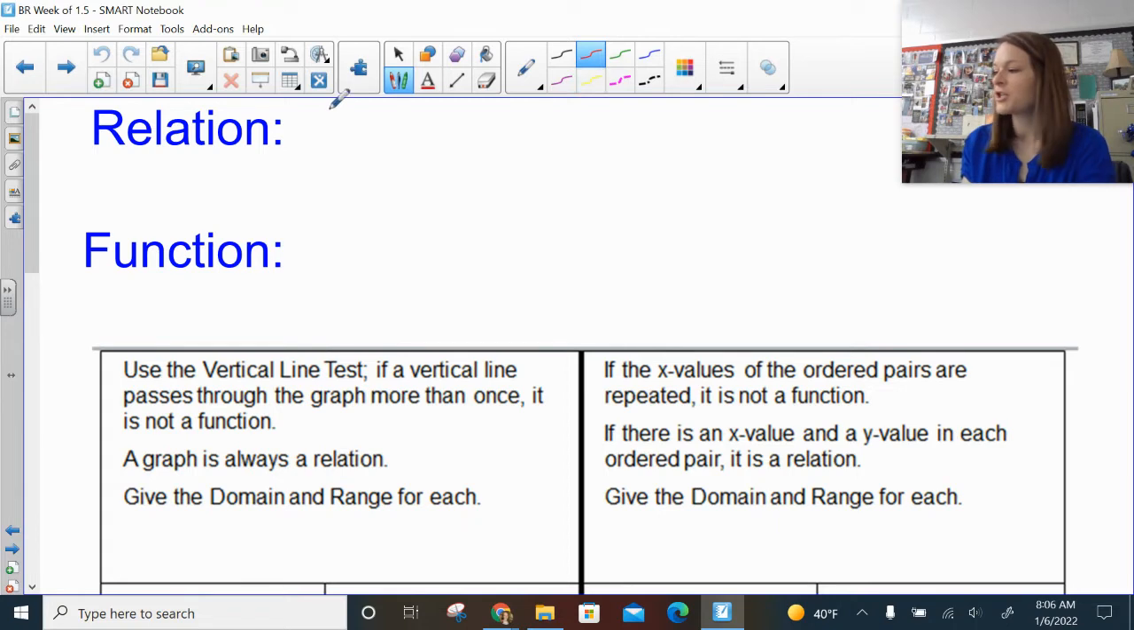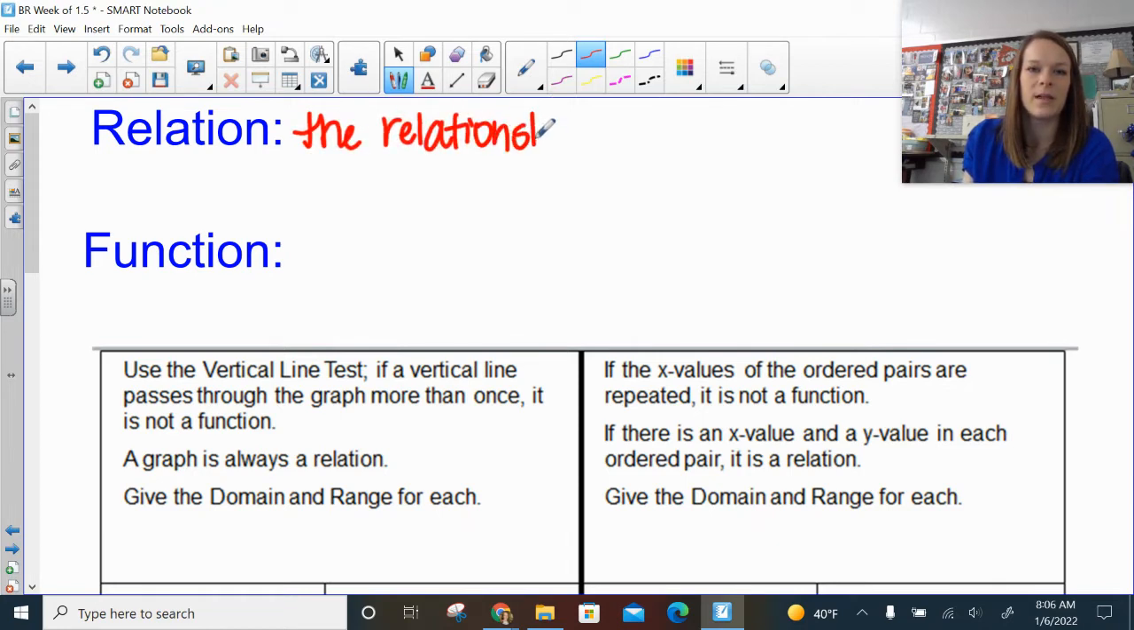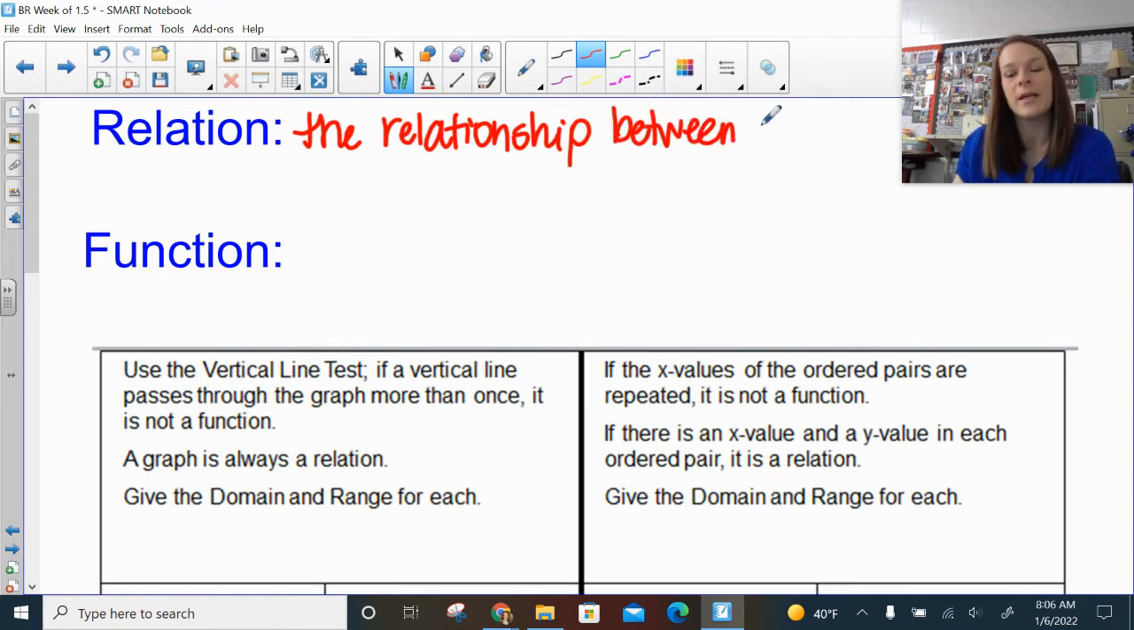So a relation is just the relationship between different sets of information. In other words, your input values and your output values. So we have the relationship between two sets of information.